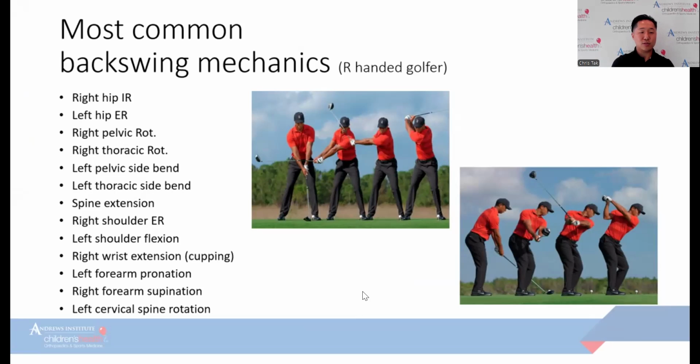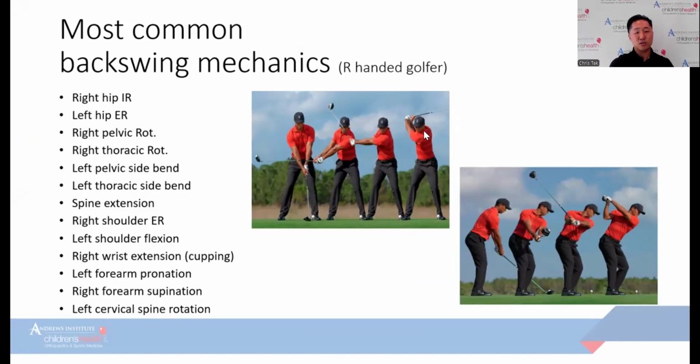Your right thoracic rotation also occurs. While those are rotating, you have your left pelvic side bend and the left thoracic side bend that occurs as well. So this is a triplanar motion that happens. While the spine is getting into an extension, as you create this coil, the right shoulder goes into an external rotation, as you can see here. And then the left shoulder goes into a flexion and wrist extension, left forearm supination, left forearm pronation, and right forearm supination, and then left cervical spine rotation.